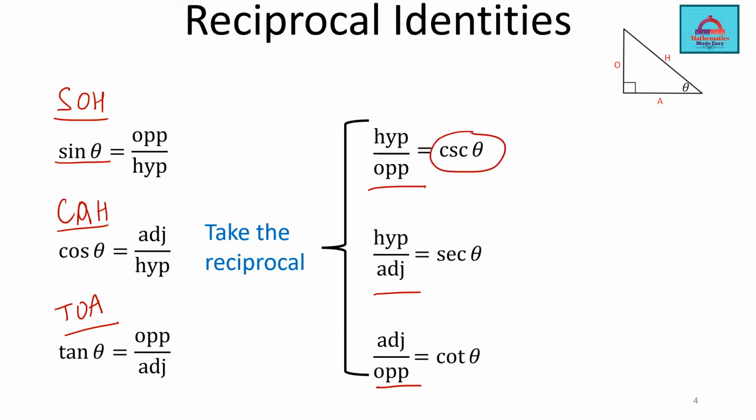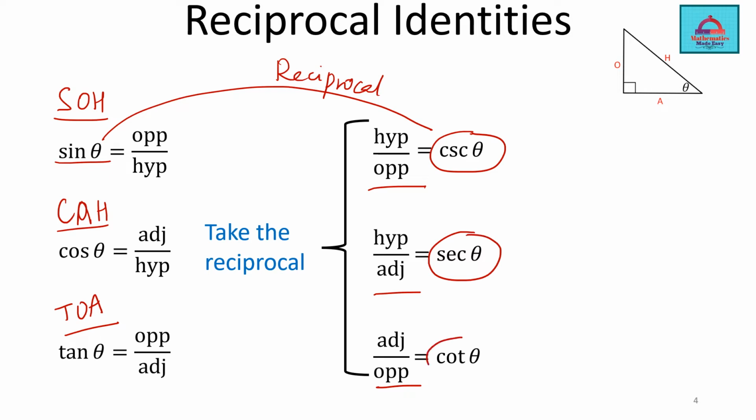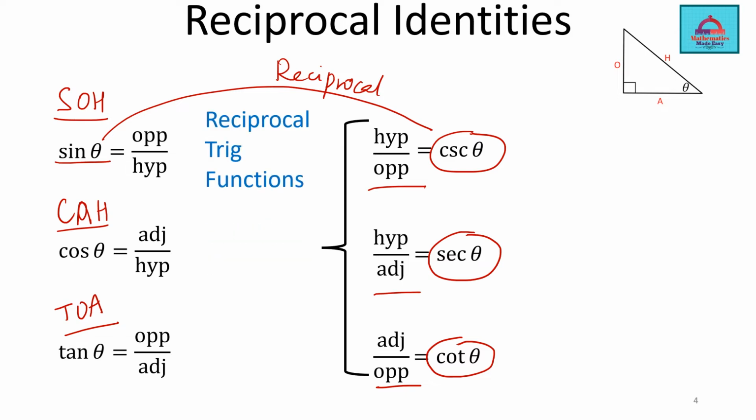So cosecant is the reciprocal of sine. So this is the relationship. They are reciprocal of each other. Reciprocal means you change the numerator denominator. Secant is the reciprocal of cos, and cot is the reciprocal of tan. So these are the reciprocal identities, and they are together called the reciprocal trigonometric functions.